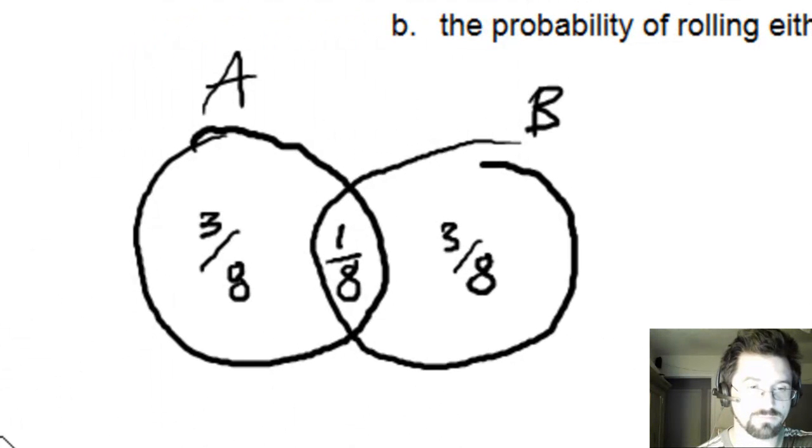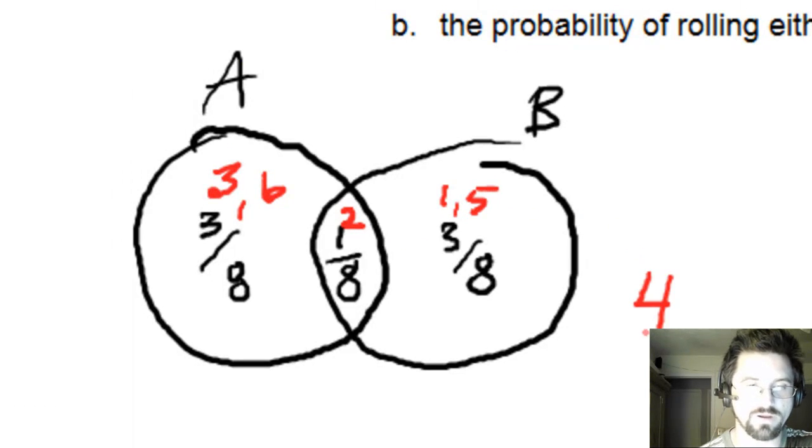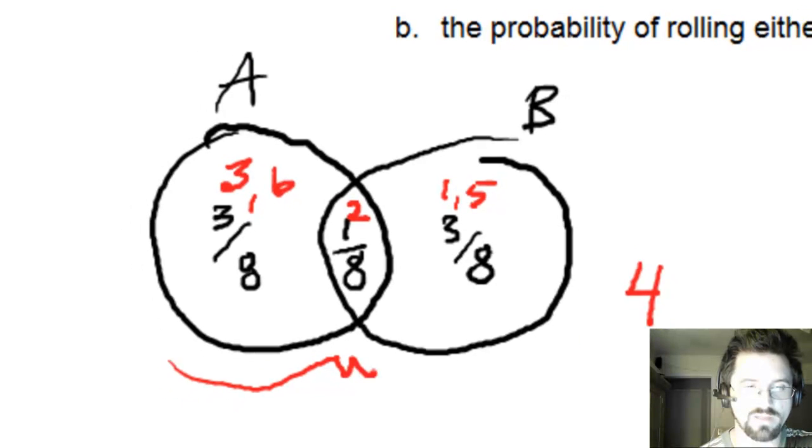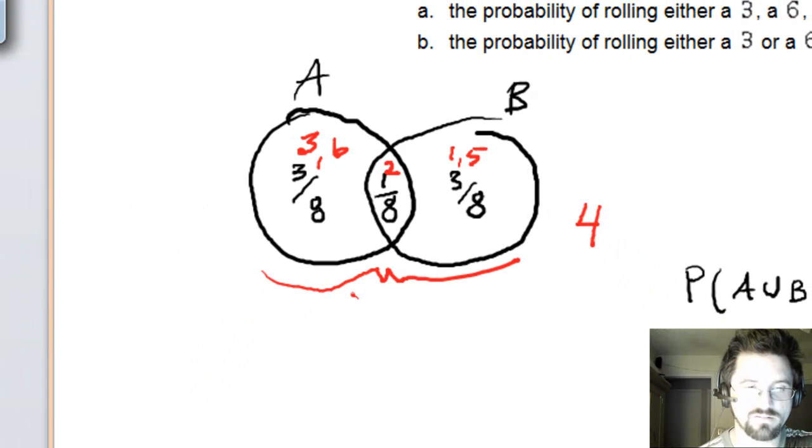So that's very simple. Inside here we have the numbers 3 and 6. 2 is inside here, and 1 and 5 is inside there. So where's 4? 4 is out here. And if we add up all this, we get 7/8. So if we have a 7/8 chance of rolling these 5 numbers, 4 is the only number left, so we have a 1 in 8 chance of being out there.